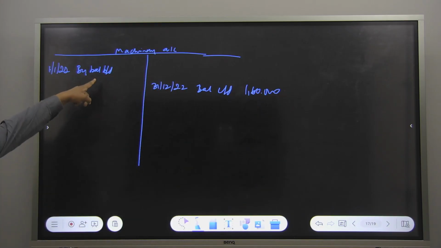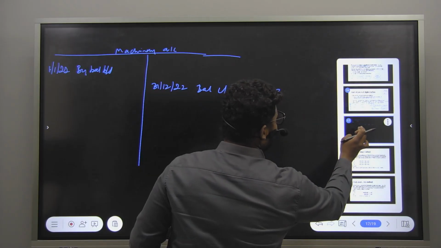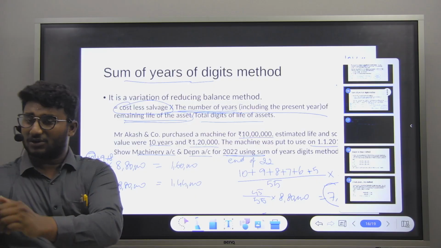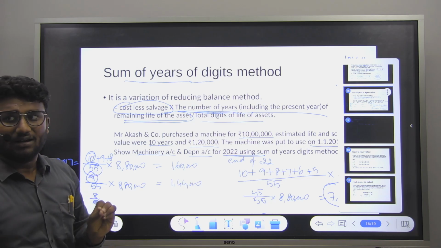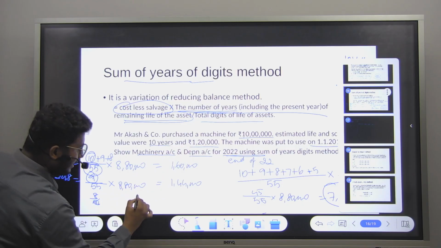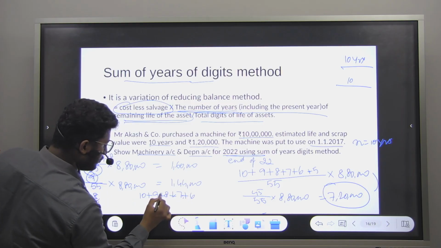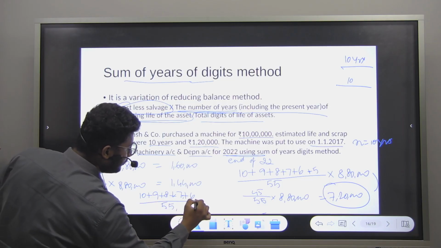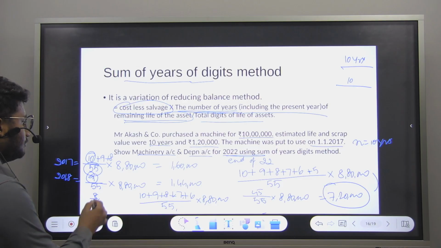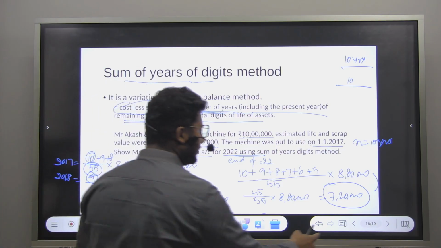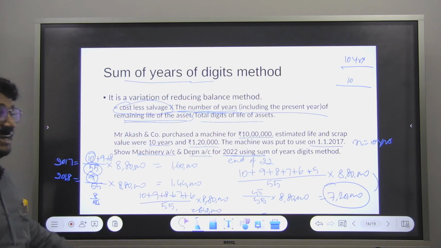1,60,000 rupees. If I need the opening balance, I calculate up to the 5th year and I get the opening balance, right? If I calculate up to the 6th year, I get the 6th year's closing balance. If I calculate up to the 5th year, I get the closing balance at the end of the 5th year. That will be the opening balance for the next year, the 6th year. So how for the 5th year? 10 plus 9 plus 8 plus 7 plus 6, divided by 55 into 8,80,000 is 6,40,000, the total depreciation until the 5th year.